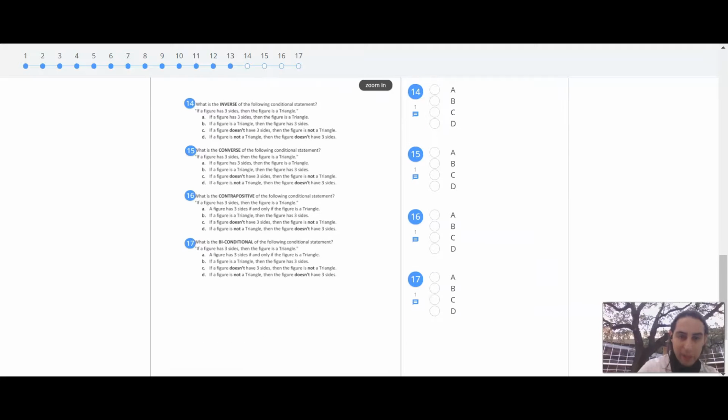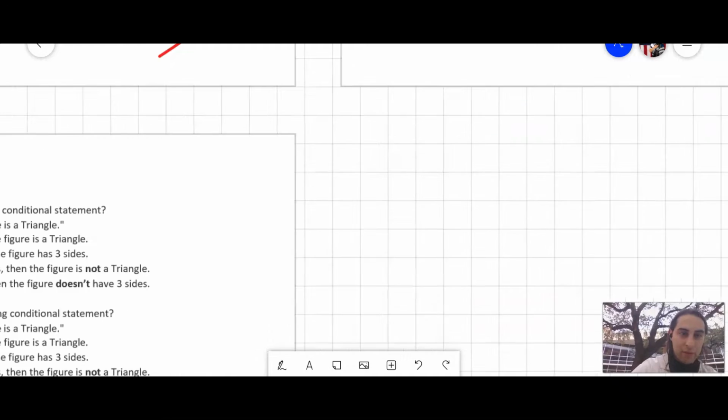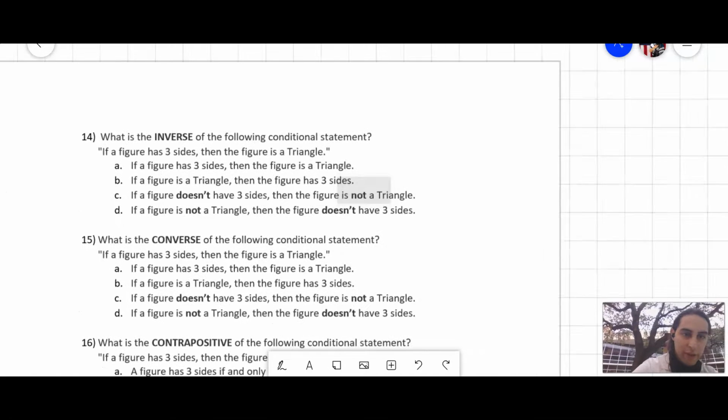And then we're on the last page. We've got 4 more to do real quick. Let's scroll down here. Oh, there we go.